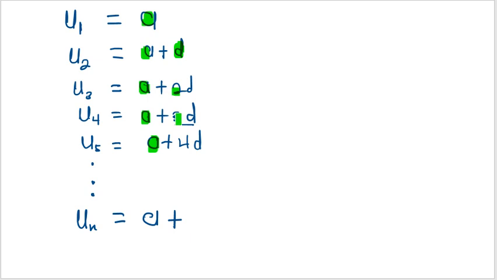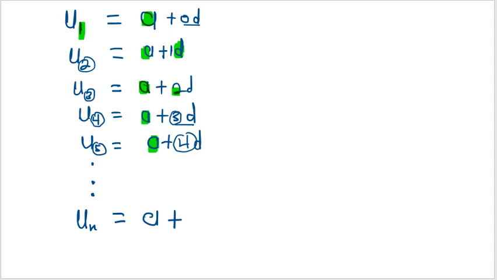So when we study the pattern, you realize that when N was 1, we had plus 0D. 0D we don't write because 0 times D is the same as 0. Then when N was 2, we had 1D. When N was 3, we had 2D. When N was 4, we had 3D. When N was 5, we had 4D.